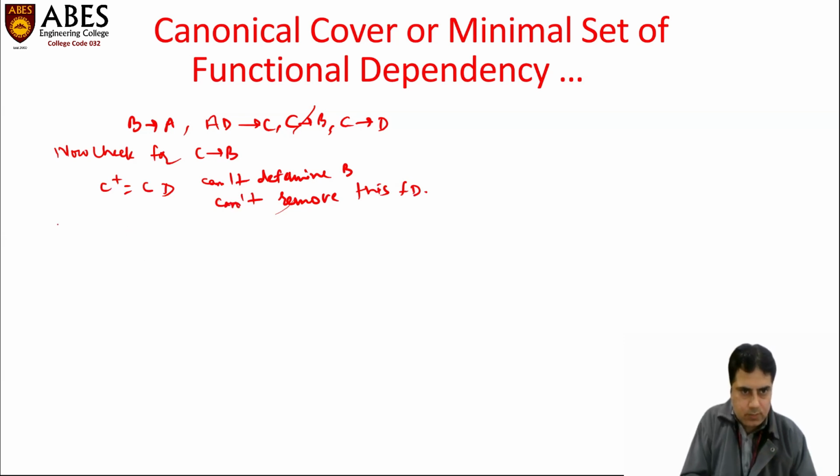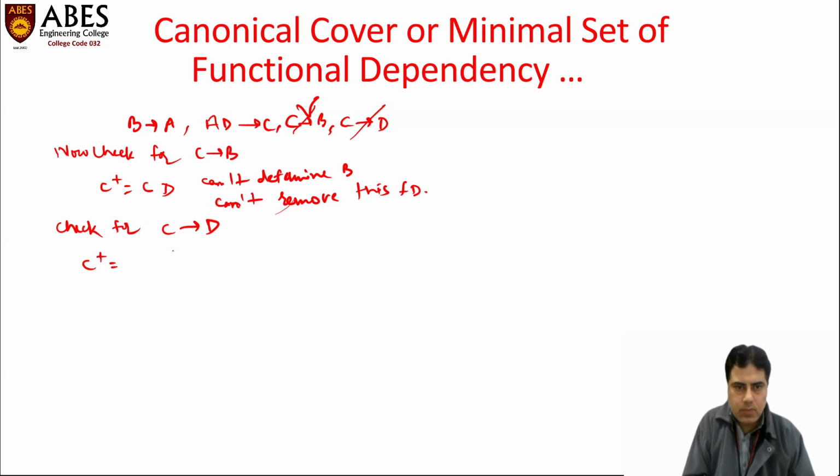Now check for C determines D. This is part of the FDs, so we can check whether we can remove it. Take the closure set from the remaining FDs: C to C, from C to B, B to A, from AD to C. So we cannot determine C to D.